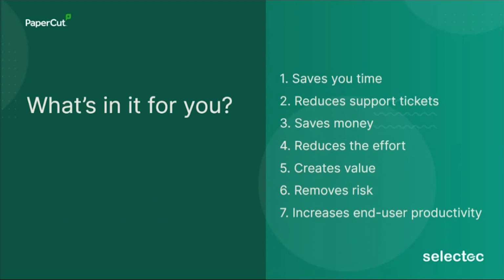It saves you time by deploying queues and drivers easily at scale. It reduces support tickets with an automated solution that's no touch for end users, even as they move between sites. Print Deploy will help save money on purchasing, maintaining, and supporting on-premise Active Directory just to deploy print queues. It reduces the effort needed to deploy drivers and queues to Windows and Macs, Chromebooks, and Linux.